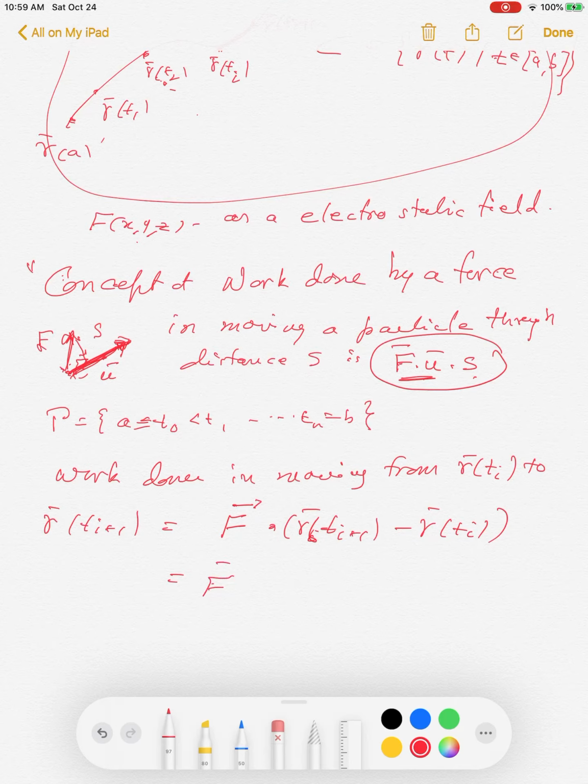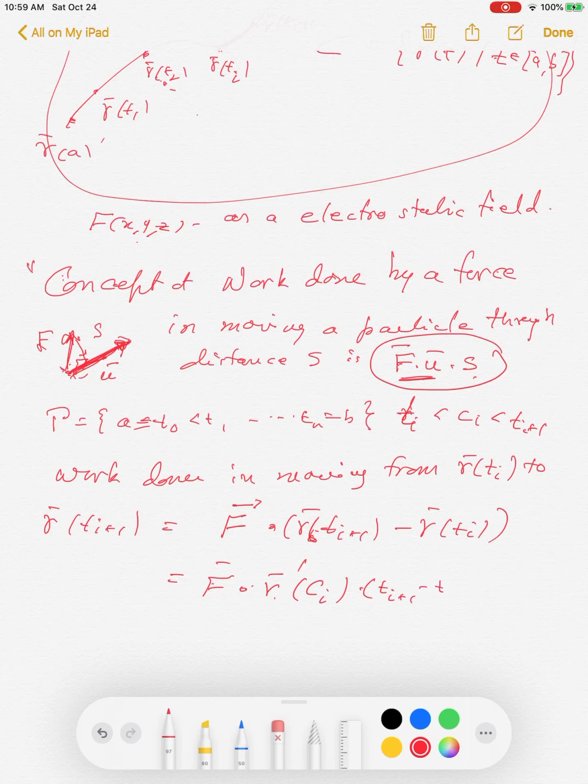Now here we are using the mean value theorem. The difference between the values of a function at two points is approximately the derivative of the function at some point in between, which I call ci. ci is some point between ti and ti+1.